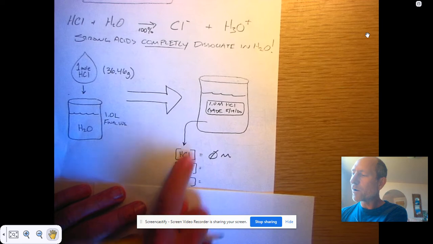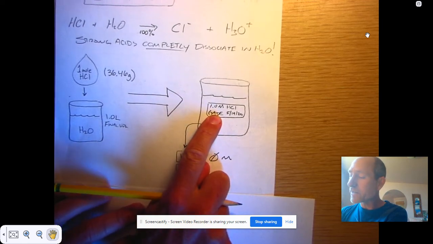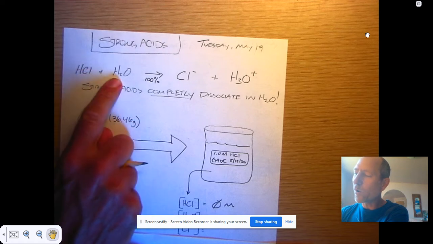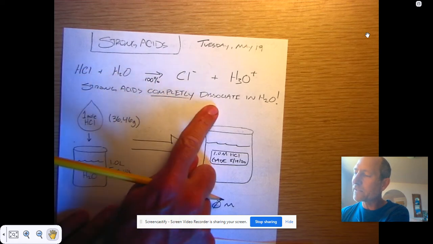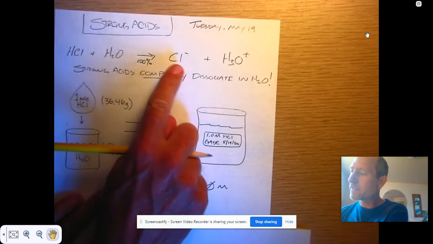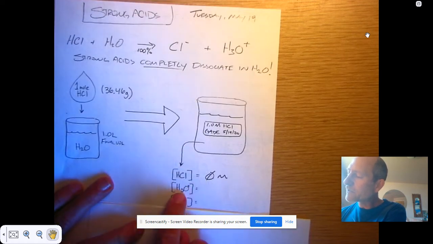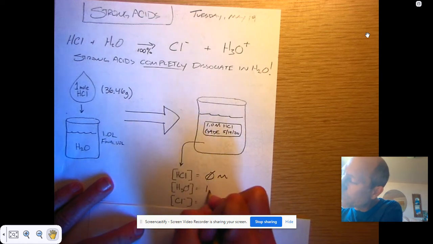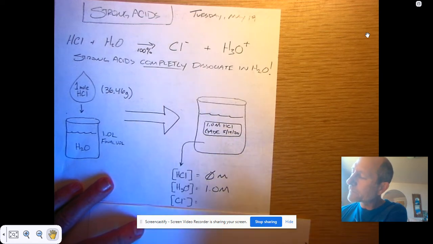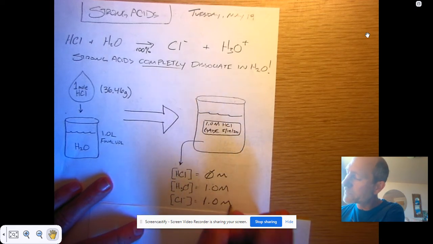There is no hydrogen chloride in here. The reason why is because hydrogen chloride is a strong acid. So when you put it in water, it completely dissociates. There is none left. It completely broke apart. So what there is, is chloride ion and hydronium ion. So the concentration of hydronium ion is going to be 1.0 molar, and the concentration of chloride ion is going to be 1.0 molar.